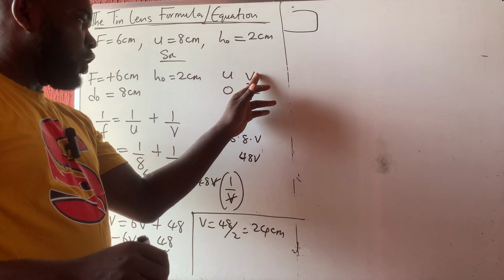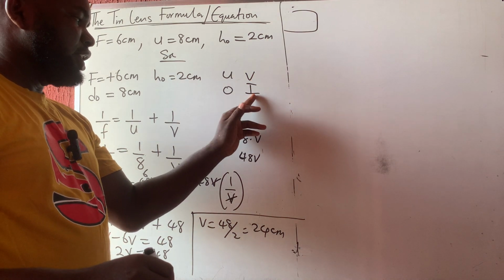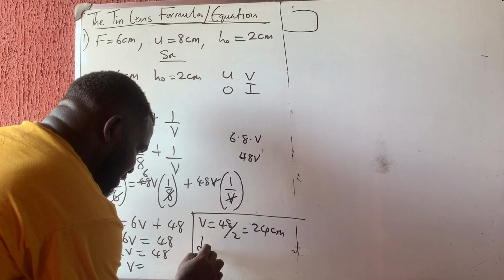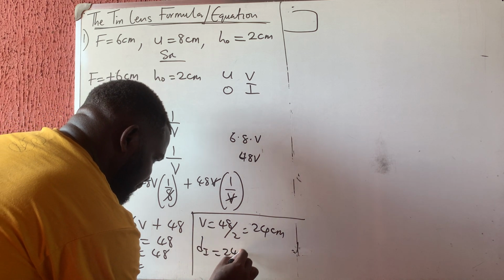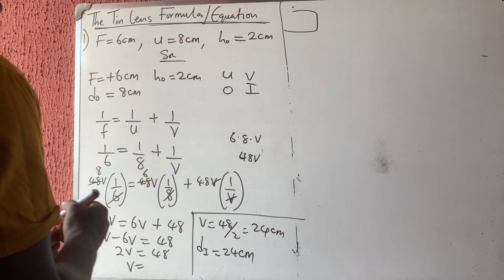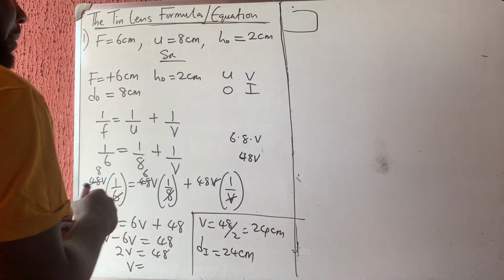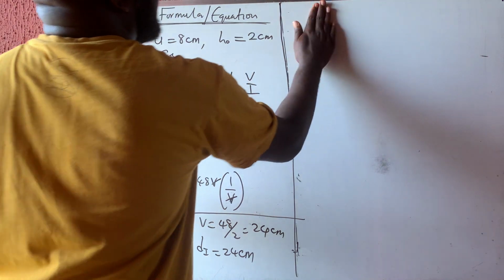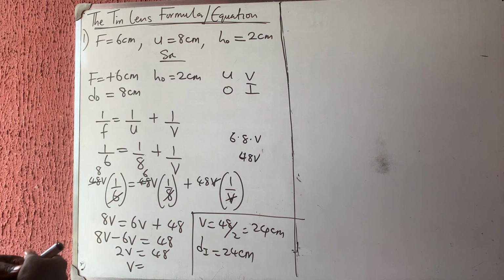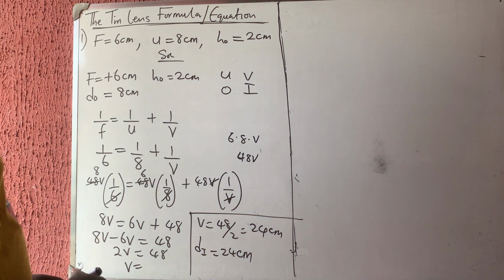Don't forget, your v is what we call the image distance. So therefore, my image distance is 24 cm. Always write all of them, depending on the way they call it in the exam. Now we have gotten the image distance, so let's get the magnification.